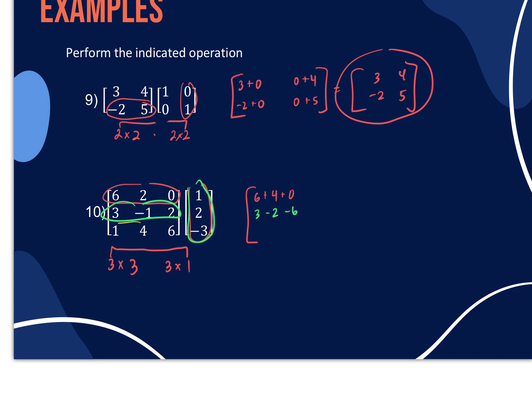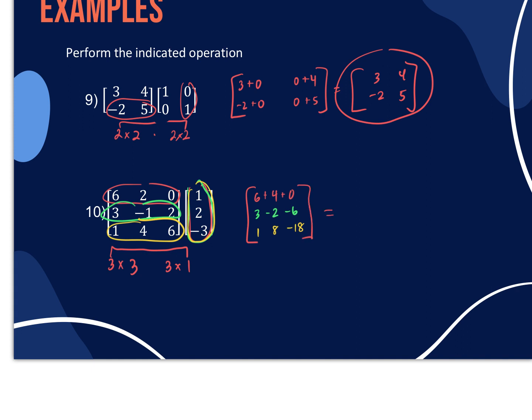And then I go to the last row and column, and I do negative 1 times 1, or 1 times 1 is 1, 4 times 2 is 8, and 6 times negative 3 is minus 18. And now I just have to add those together.